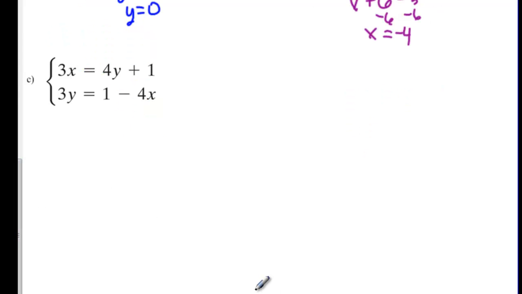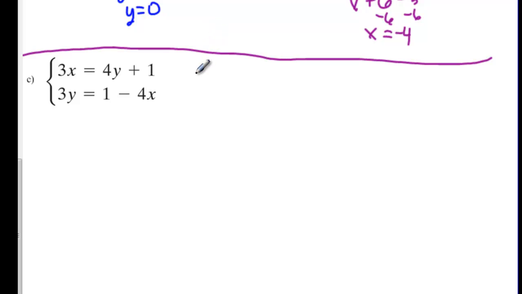Okay, for C. C is a little bit tricky because it's not set up in the same form. So we want to get our x's, then our y's equals a number. So for this one, I'm going to go ahead and move this 4y over. So whenever I move the 4y over, it becomes -4y. So we've got 3x minus 4y equals 1. So that's the first equation with me just moving the y over. And now I'm going to move this 4x over. So whenever I move the 4x over for the second equation, it becomes positive. So we have a positive 4x plus 3y equals 1.